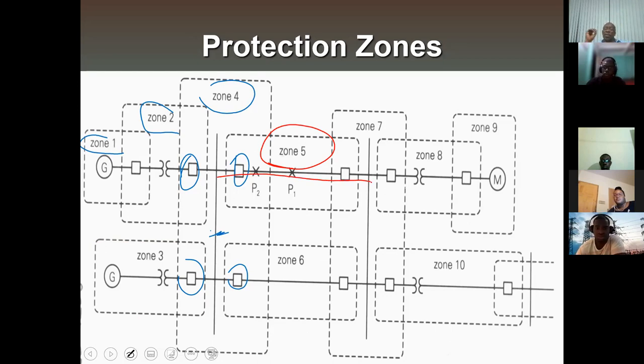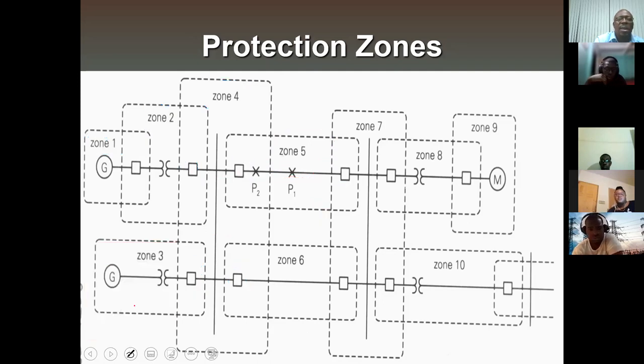All right? Now, if we had a fault on the transmission line, what we want is that these two breakers should trip. If they don't trip, what is going to happen is that the fault would then escalate into becoming a bus fault, because you know zone five overlaps zone four and zone seven.